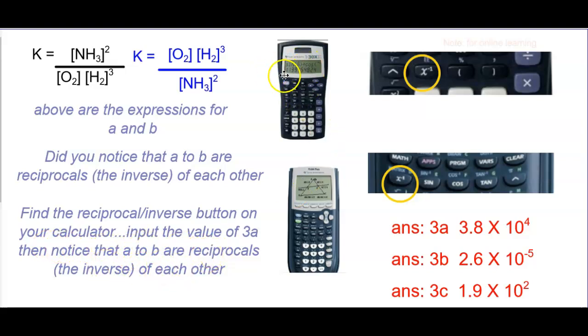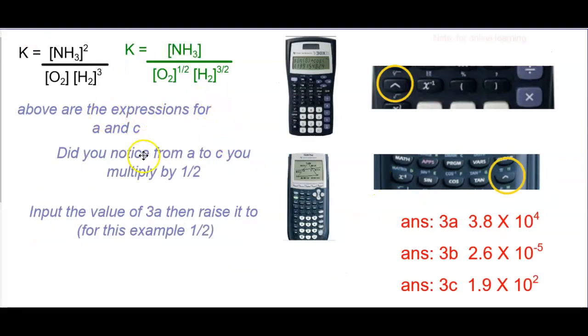So what I want you to do is type in, this is a copy of two calculators I know most of you have, 3.8 times 10 to the 4th, and then hit this button. If you have a Casio, you're going to look for an x to the -1 button or a 1 over x button. If you can't figure out the button, please email me and I'll help you. Once you put A in and hit the reciprocal button, you will get this answer.